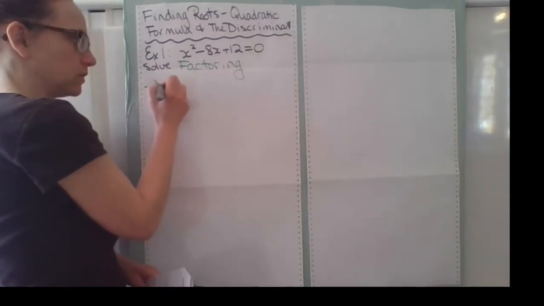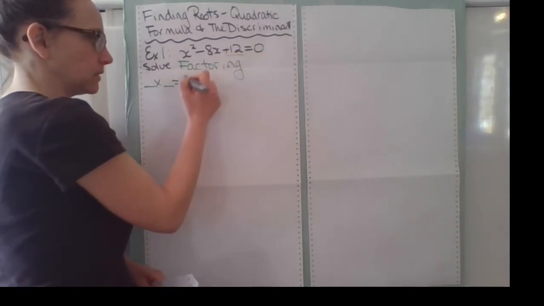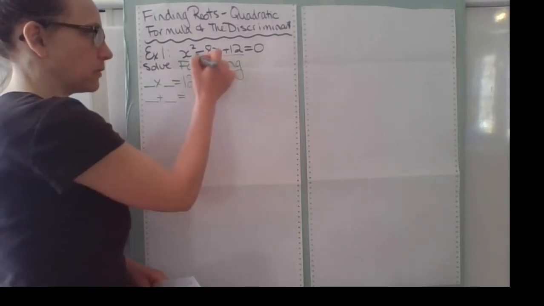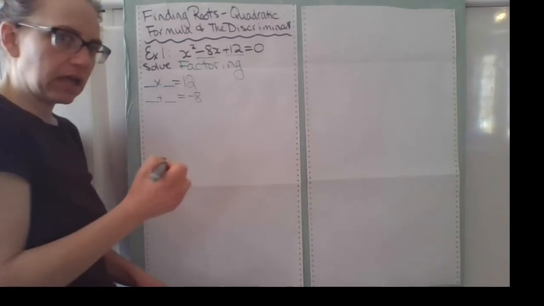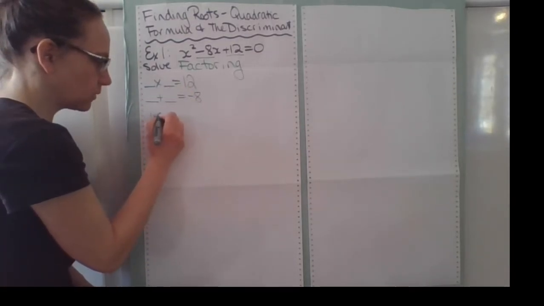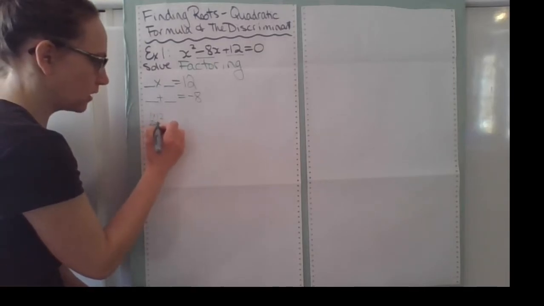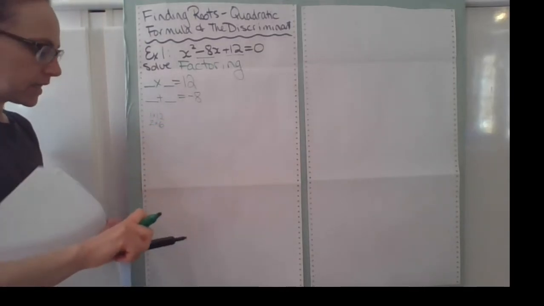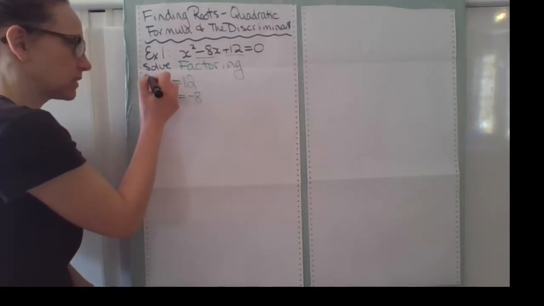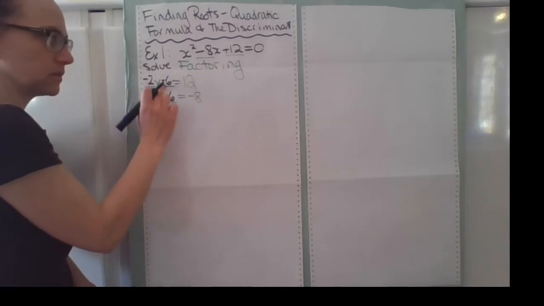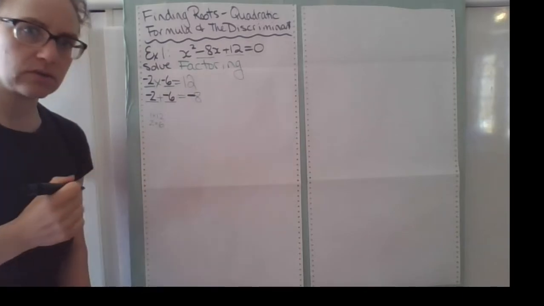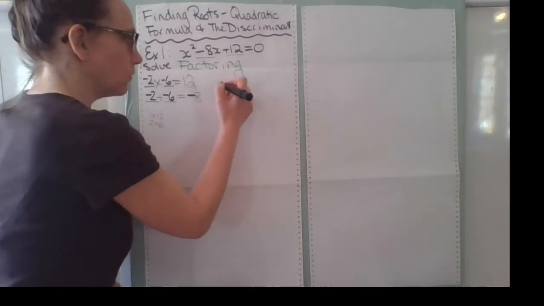So remember, we need two numbers that multiply to equal our last term, which in this case is 12, and two numbers that add to equal my middle term, in this case negative 8. So think through your different factors that multiply to 12. Well, we've got 1 times 12. That's not going to work. 2 times 6. Oh, that'll work. Because if I have negative 2 and negative 6, negative times a negative is a positive, and a negative plus a negative gives me my middle term, which is also a negative. Perfect.